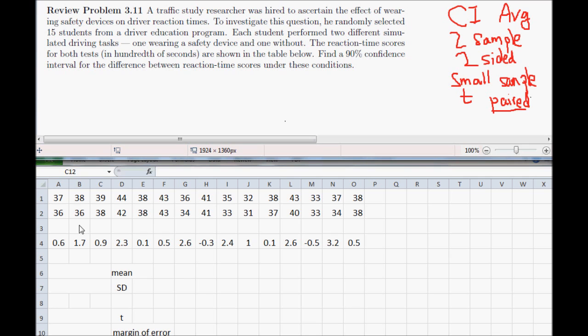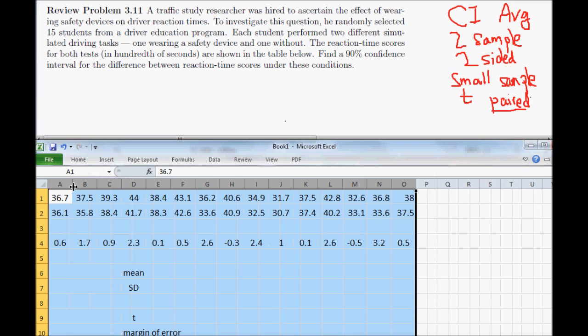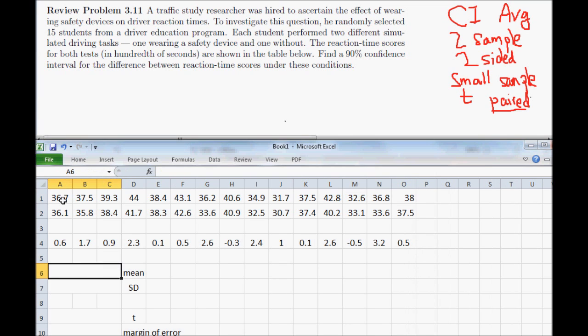Okay, so the data is on the screen here. Unfortunately, the decimal points got cut off, so let me make this a little bit wider. So 36.7, 36.1, 37.5, 35.8, and so on. Hopefully I typed all this in correctly. And so the first step is to get the differences. I did that already on screen. 36.7 minus 36.1 is 0.6. 37.5 minus 35.8 is 1.7, and so on, filling across. So those are the differences.